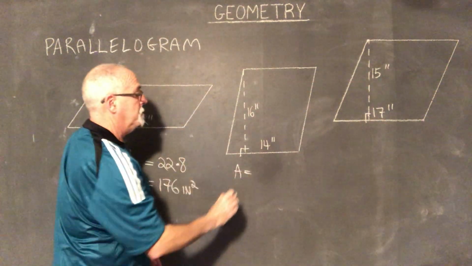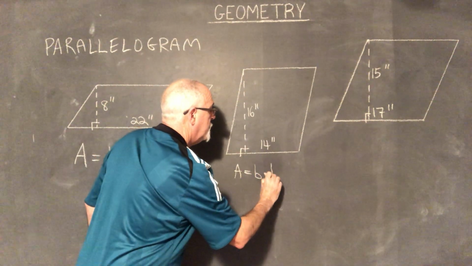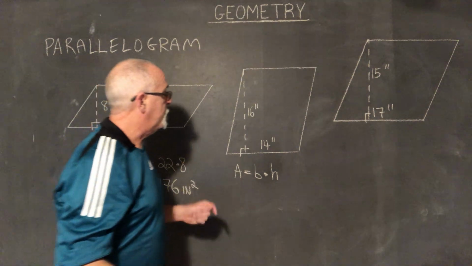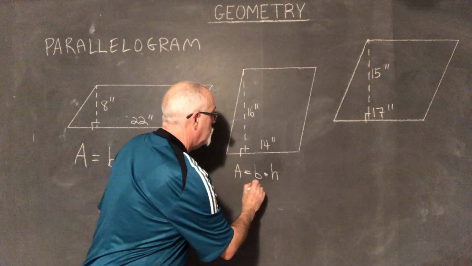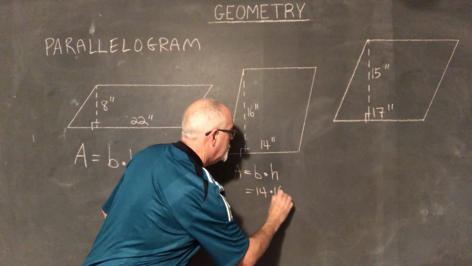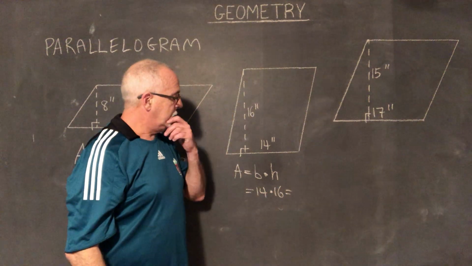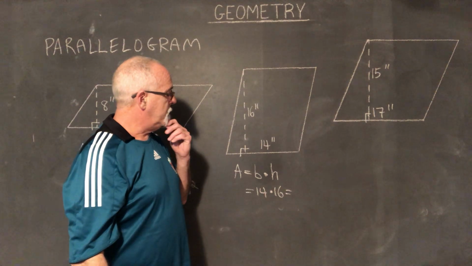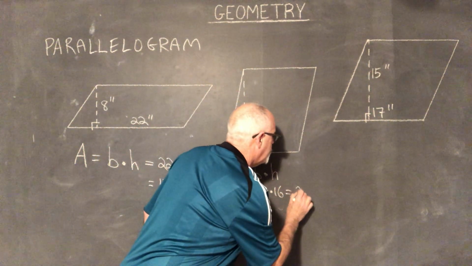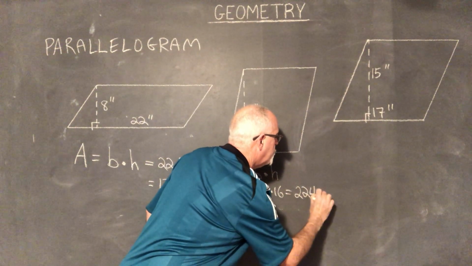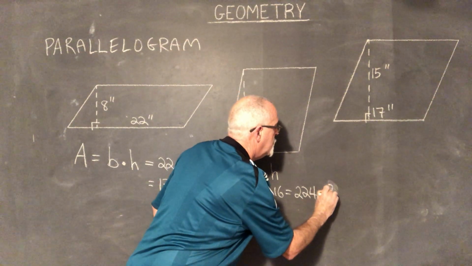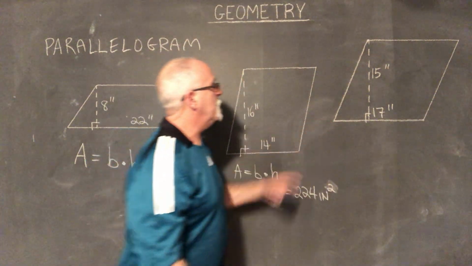Area equals base times height. Notice I am only using one version of the formula for this shape for the area, which is going to be 14 times 16. Now, 14 times 16, 10 times 16 is 160, 4 times 16 is 64, so 224 square inches. Oh, that's a mess. There. Okay, now this one.